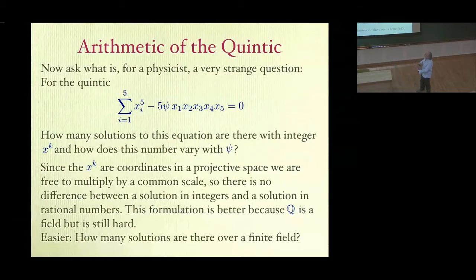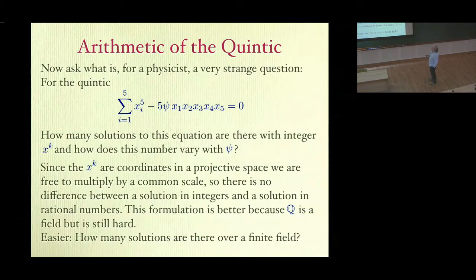So this will give you some definite number. You can write a little code in Mathematica where there are p to the 5th points. You go through, check each one, see if it satisfies the equation. And that number you'd expect to jump about in a strange way depending on p and the parameter and so on.